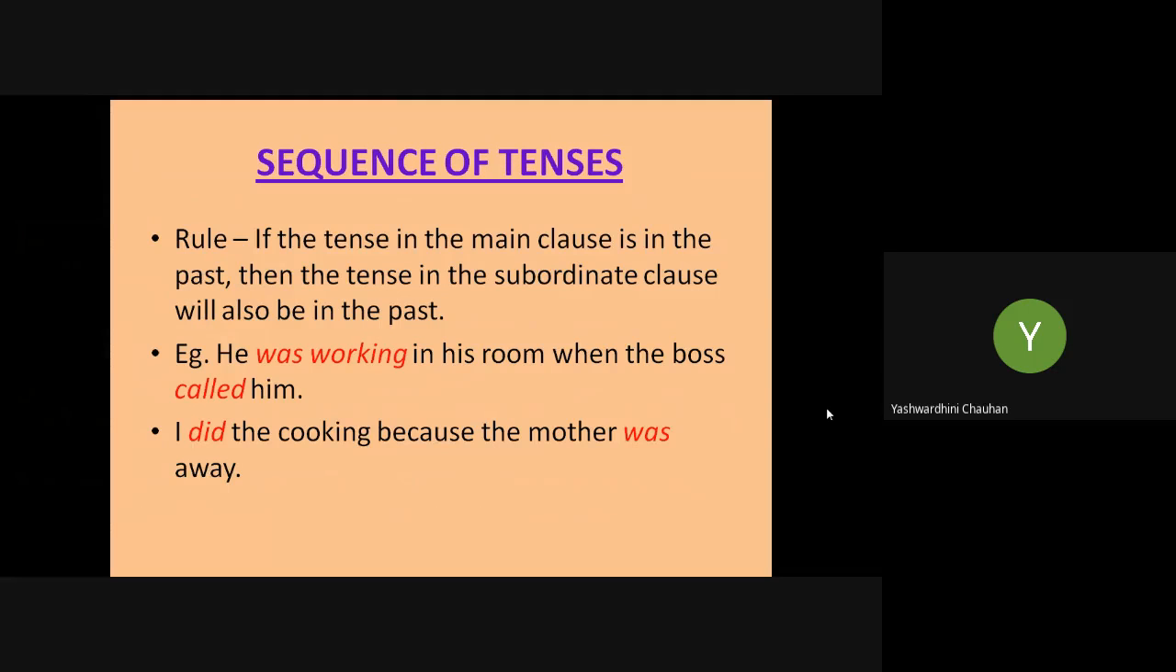If the tense in the main clause is in the past, then the tense in the subordinate clause also will have to be in the past. The difference between a main clause and a subordinate clause is that a main clause is an independent sentence which acts on its own. It is not dependent on anything else. A subordinate clause is dependent on the main clause, the independent sentence. It cannot act on its own. So if the main clause is in the past, then the subordinate clause also has to be in the past. He was working in his room when the boss called him.